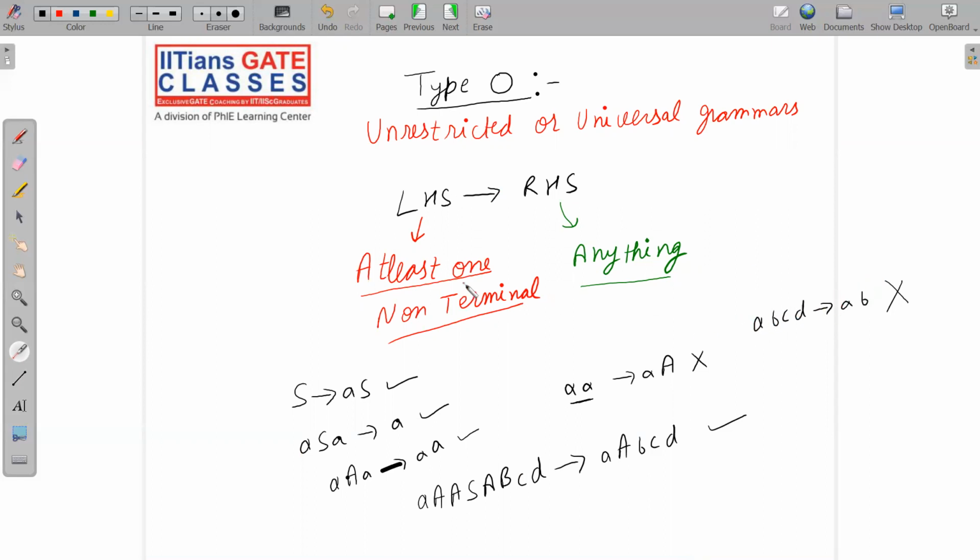I hope I have made the point clear to all of you. That is, at least one non-terminal must be present. If at least one non-terminal is not present, that means there is no non-terminal in LHS, then directly or indirectly we want to say that terminals are producing other terminals, which is not allowed. I hope I have made the point clear.